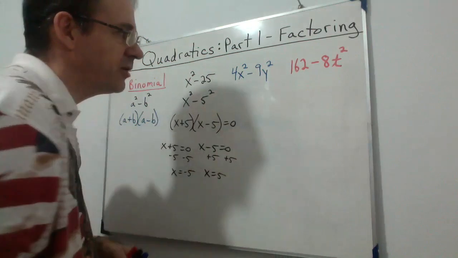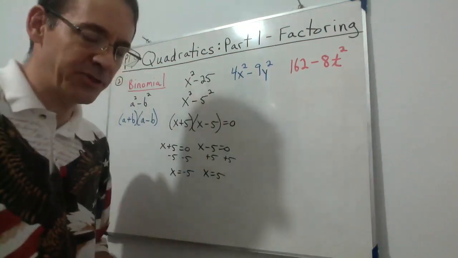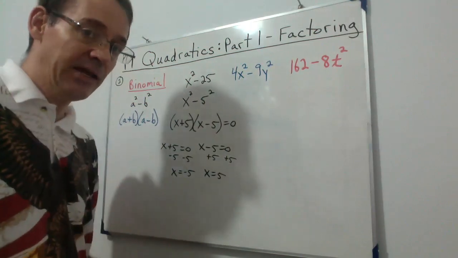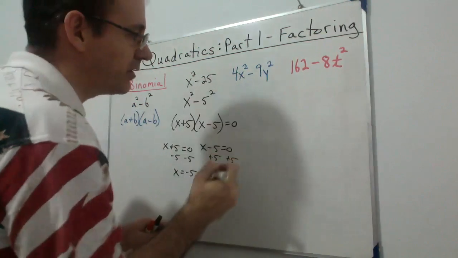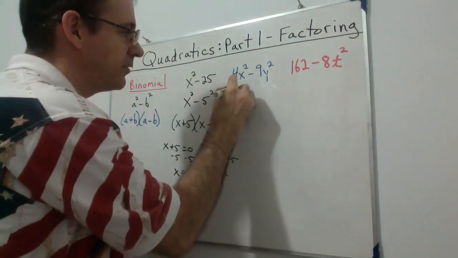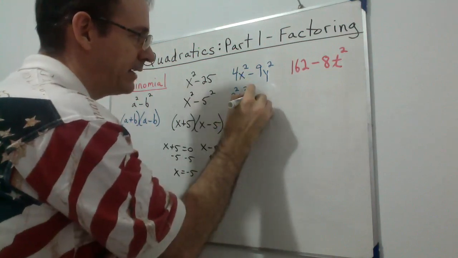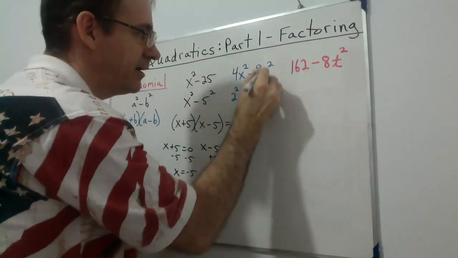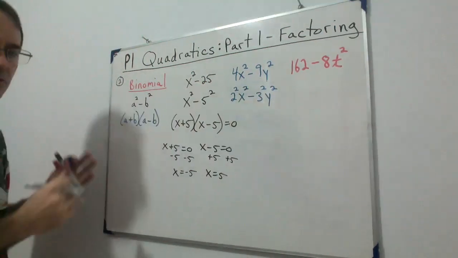The number of terms is 2. And the clue is there's a minus in between it. So that's a difference. Can we make it a difference of squares? Well, let's see. Can you write 4 as a square? Yeah, 2 squared. Our x is already squared. Minus 9 is a 3 squared, and the y is already squared. So now we have a difference of squares.